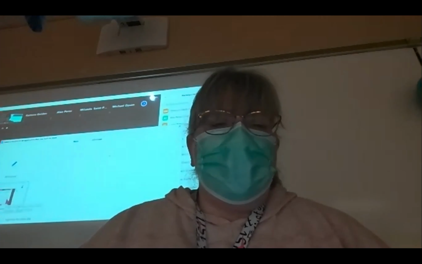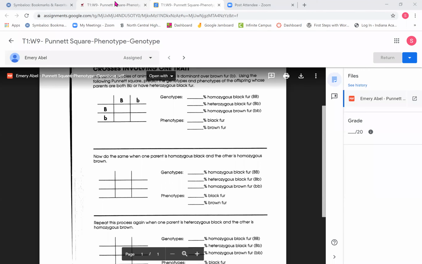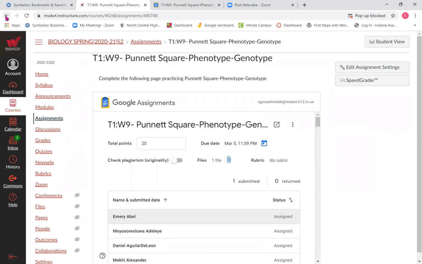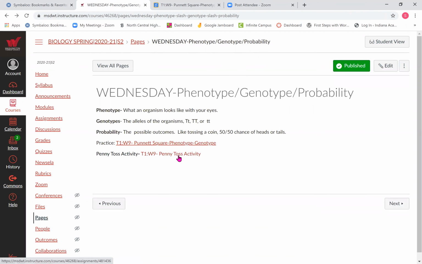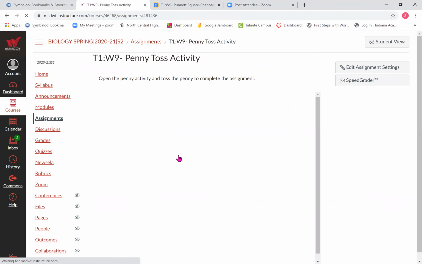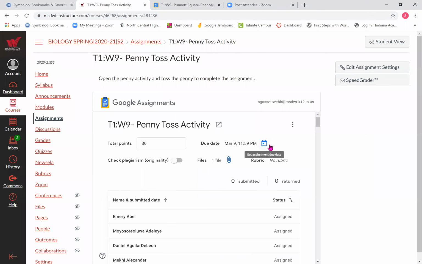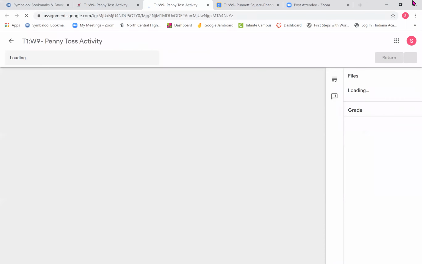But what you're going to do today is an activity. Let me get back to our lesson. This is called a penny toss activity. And what you do is you toss a penny. You might be able to find something online if you don't want to use a penny, but where it gives you either heads or tails. So you flip it and you record which. Here, let's look at the lab.